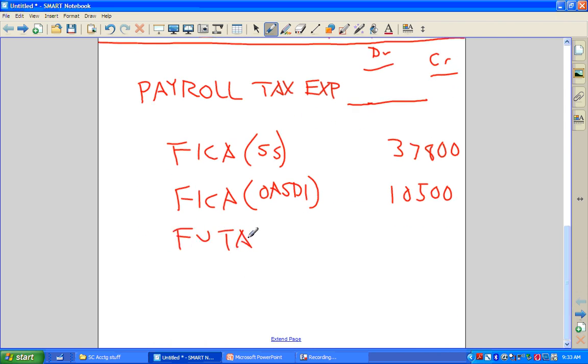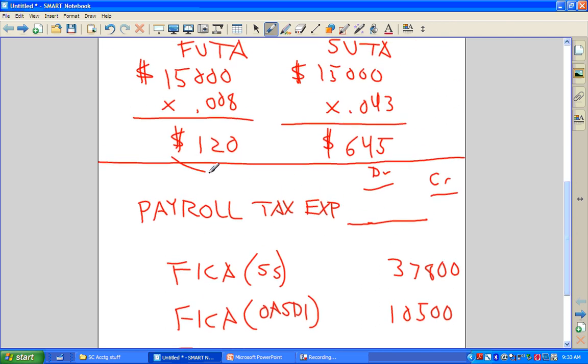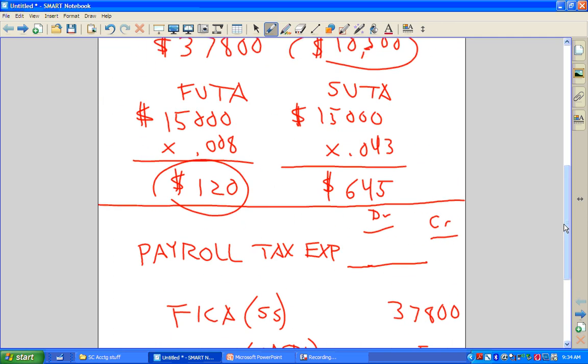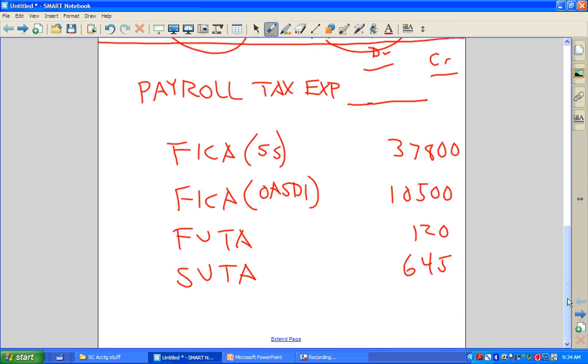And so I just put in FUTA, which we said right up here was 120. All right, that was only 0.8%. It should be less than the SUTA, state unemployment tax. So if our numbers don't make sense, then we better fix that. But anyway, they do, because this one up here for SUTA is 645. So there's my four numbers.